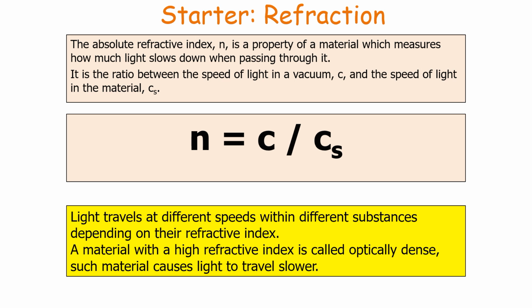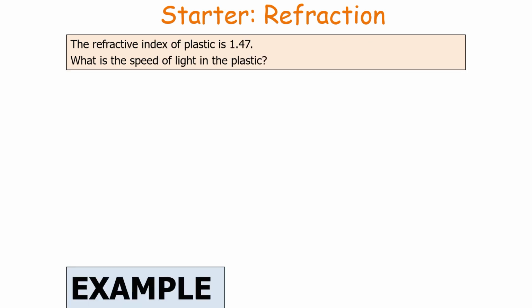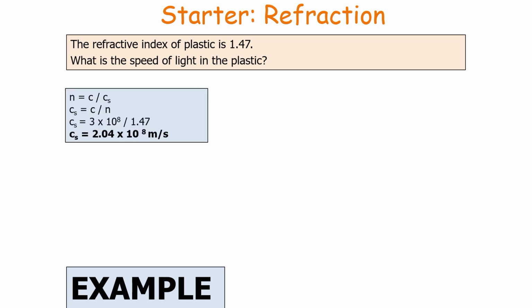So let's look at an example question of this. The refractive index of plastic is 1.47. What is the speed of light in plastic? So you say n equals c over cs, so therefore cs is equal to c over n. We know c is always 3 times 10 to the 8. n in this example is 1.47, so the speed of light in the plastic is 2.04 times 10 to the 8 meters per second.